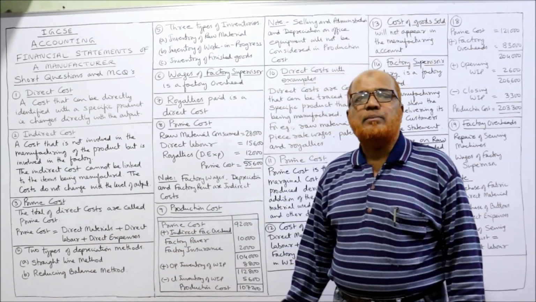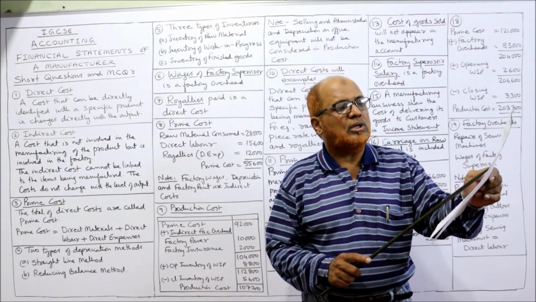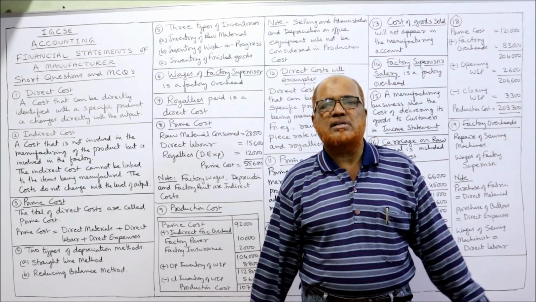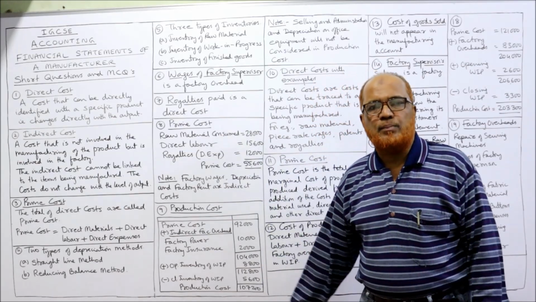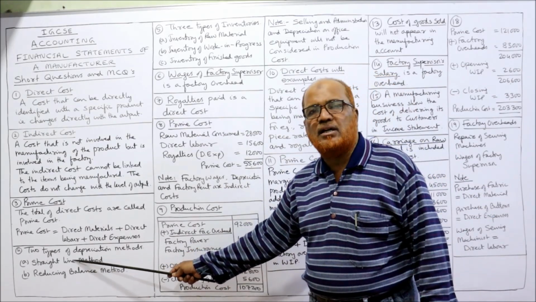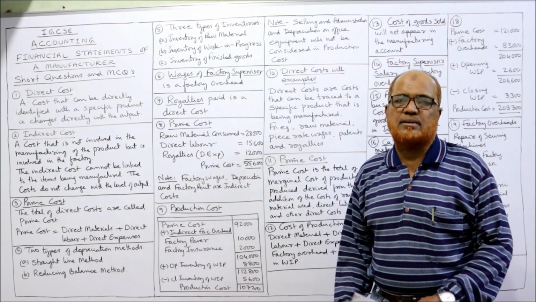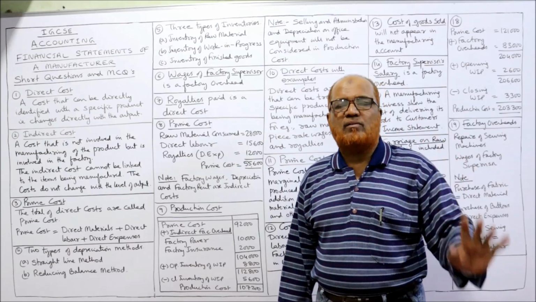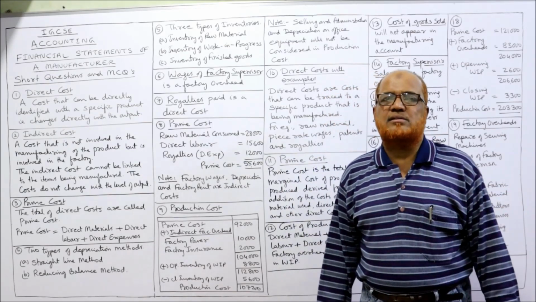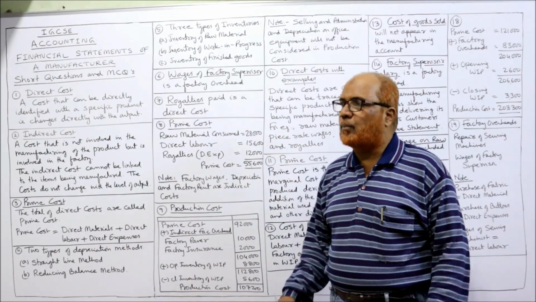Next, two types of depreciation methods. It is asking in the fourth question, what are the two types of depreciation? The commonly adopted two types of depreciation are straight line method depreciation and reducing balance method depreciation. These are the most commonly adopted methods of depreciation. Apart from this, there are a number of other methods also, but these two are important.